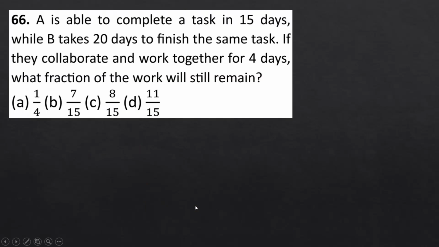A is able to complete a task in 15 days while B takes 20 days to finish the same task. If they work together for 4 days, what fraction of the work still remains? For 15 and 20, the total work is 60. One day work of A, 15 fours are 60, is 4 units, and B is 3 units. Together they do 7 units of work in a day.